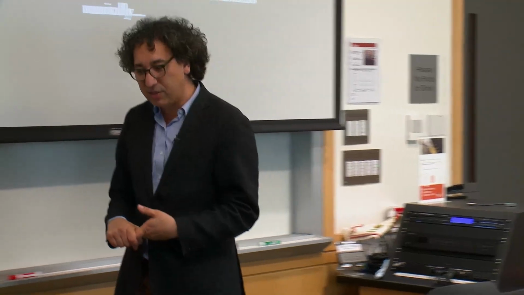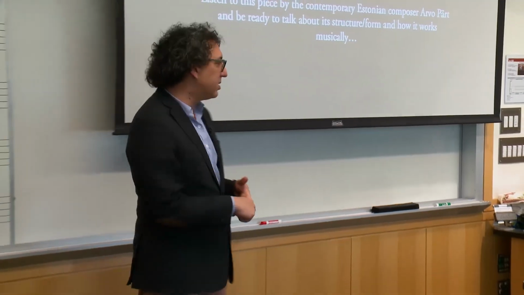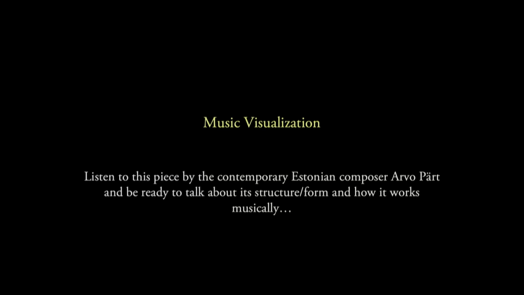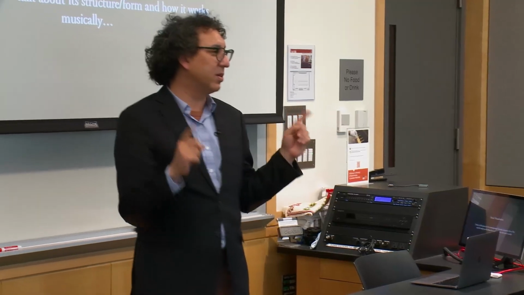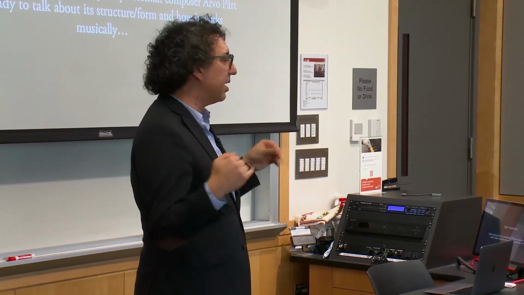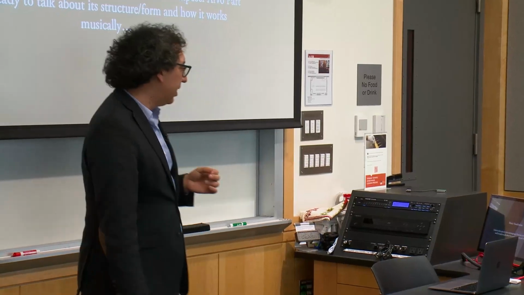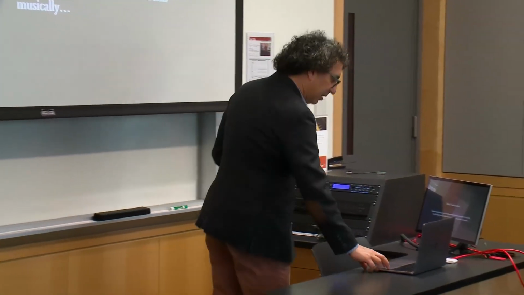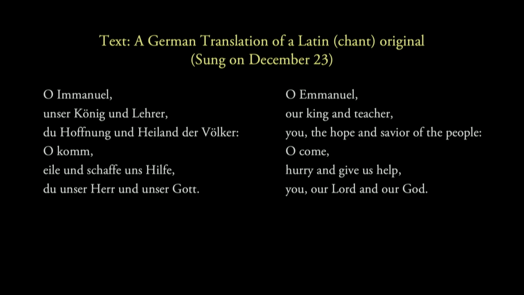Okay, so the last thing I want to talk about a little bit is music visualization. We're going to listen to a piece of music by a contemporary Estonian composer, Arvo Pärt. Afterwards I'm going to ask you to say something about the structure or the form of this piece and how it works musically. First, it's a piece for choir, and so it has a text. It's actually high medieval today. It's based on a Gregorian chant. It's sung in German translation.